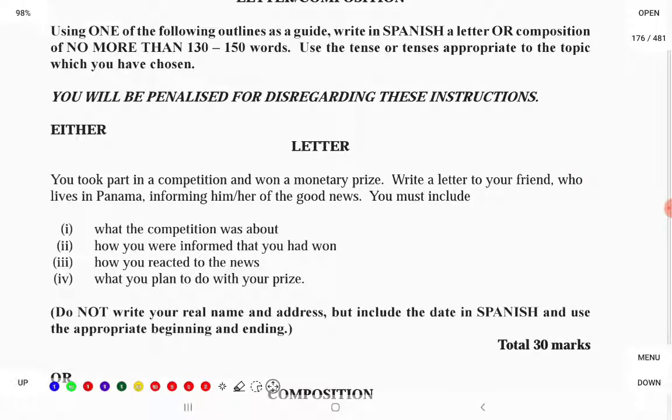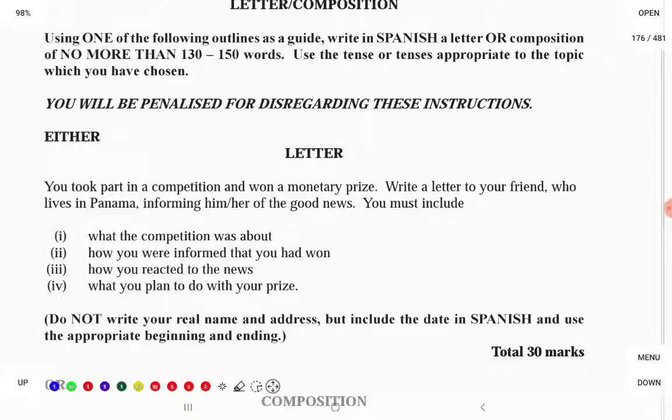Okay, so I'm just going to read this here. You took part in a competition and won a monetary prize. Monetary means money. Write a letter to your friend who lives in Panama informing him or her of the good news. You must include what the competition was about, how you were informed that you had won, how you reacted to the news, and what you plan to do with your prize.